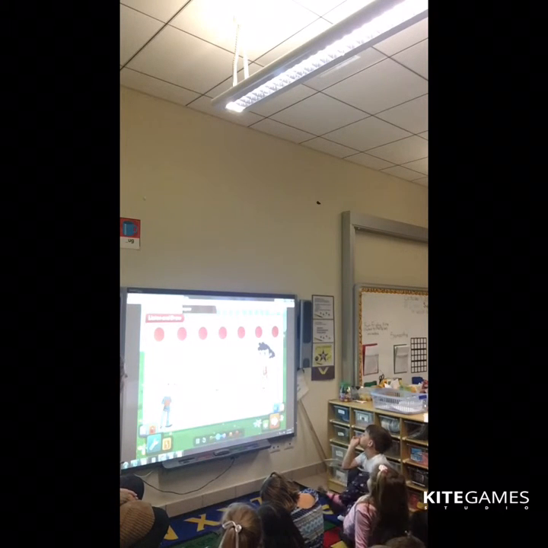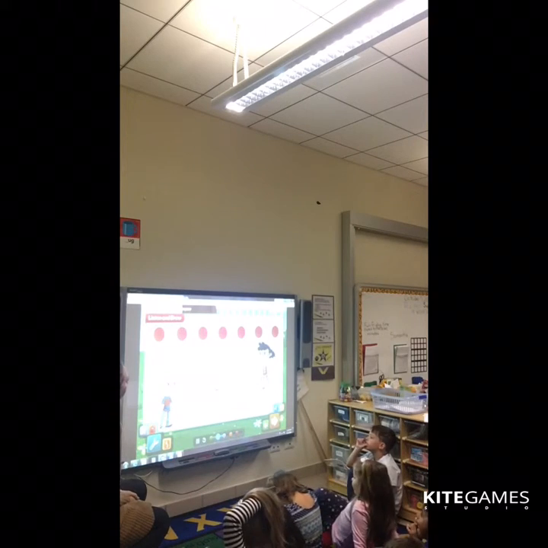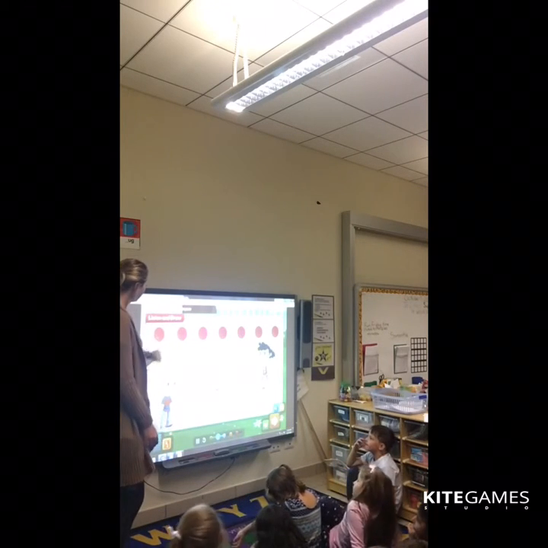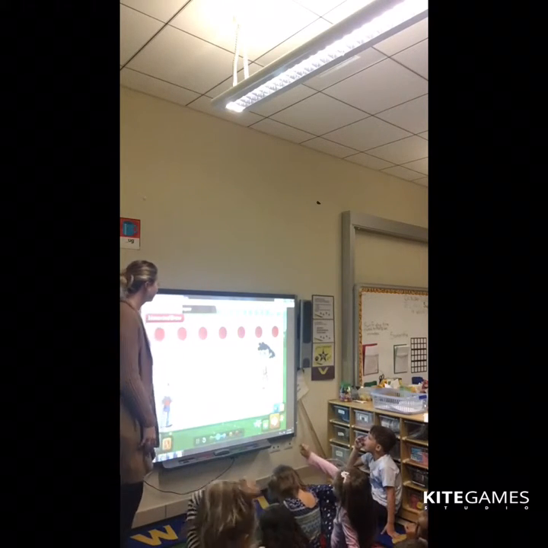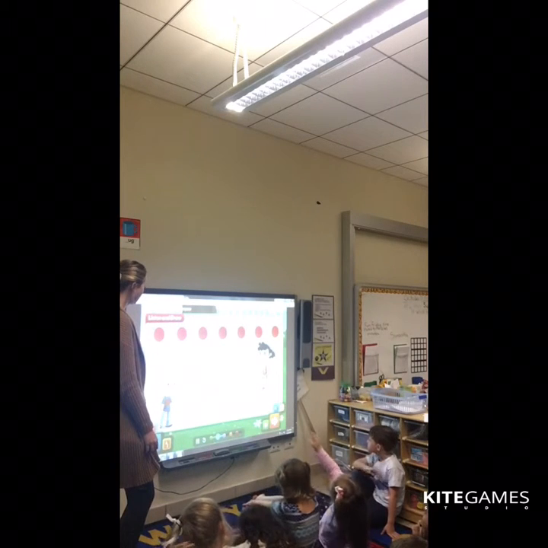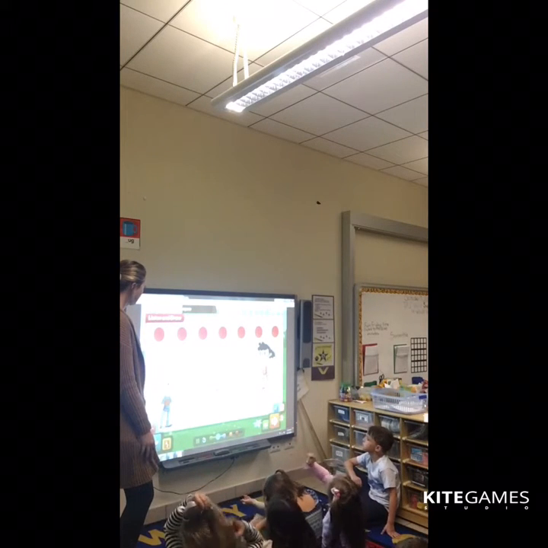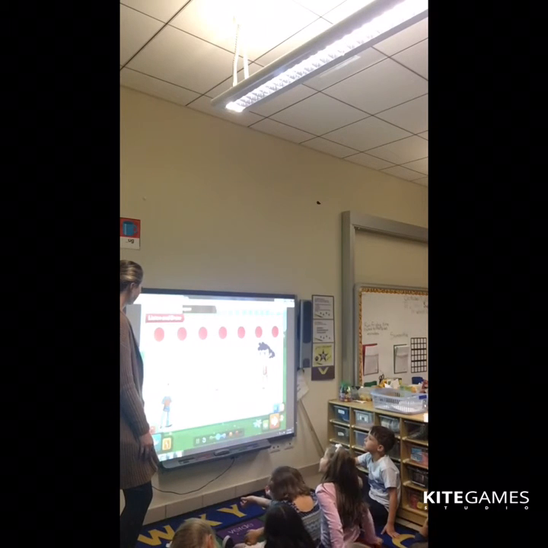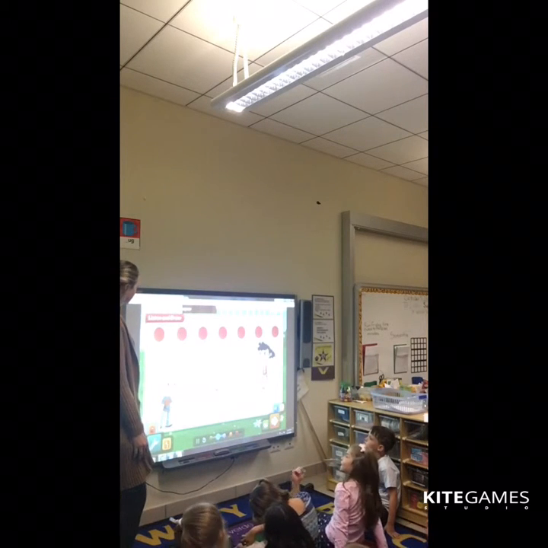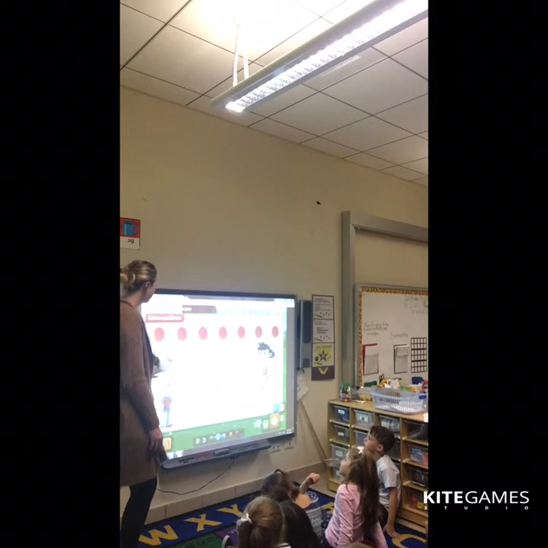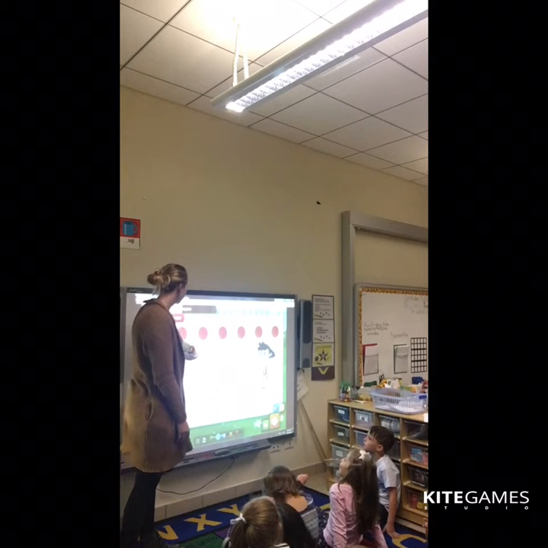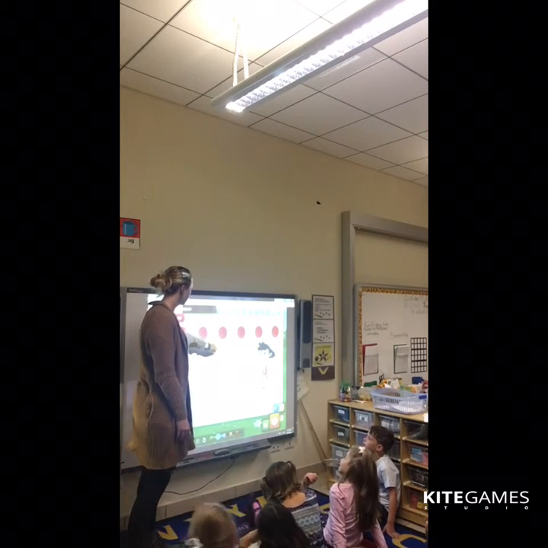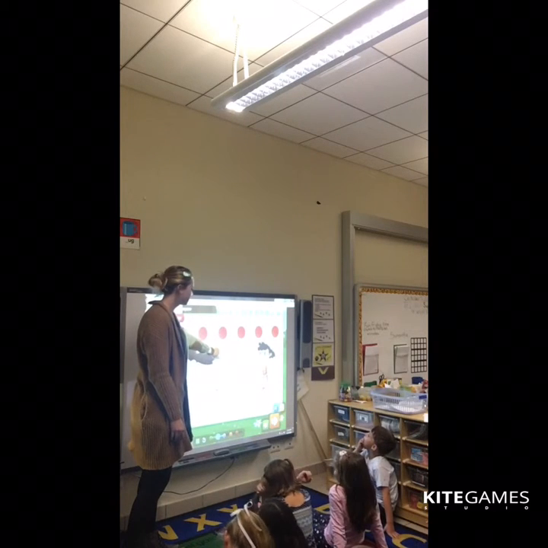You can also compare the number of counters in each row by matching each yellow counter to a red counter. Draw lines below the counters to match them. 1, 2, 3, 4.